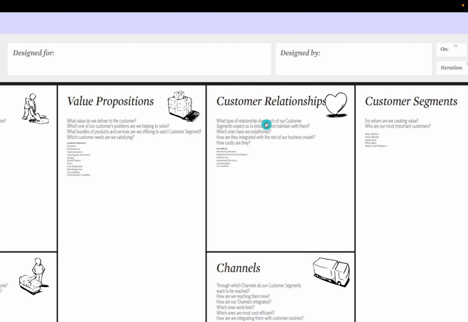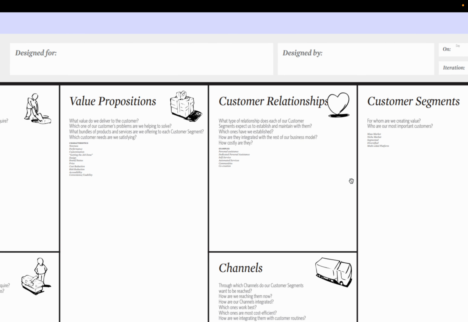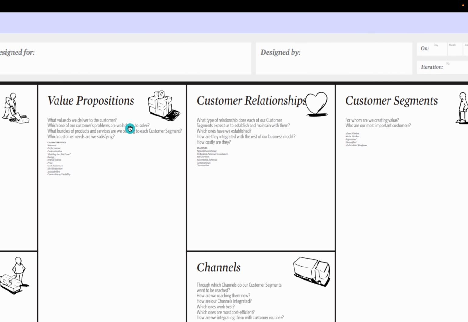So does it make sense so far? Yeah, kind of. Yes? Any question? No? You sure? Okay. So customer segments, customer relationships.